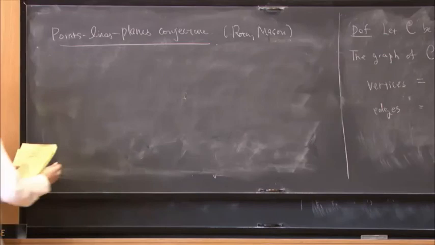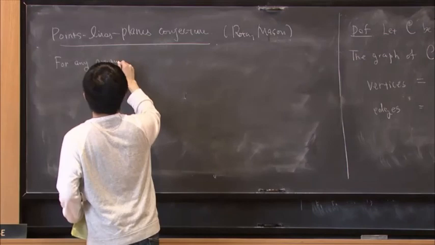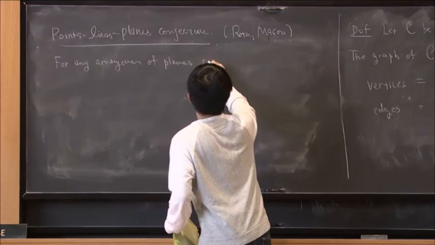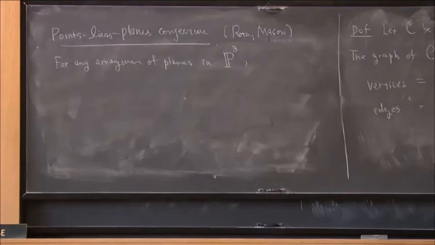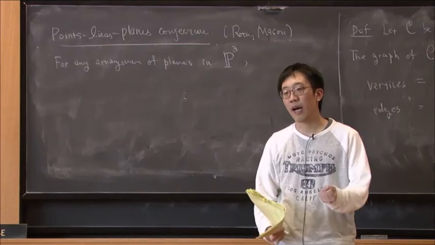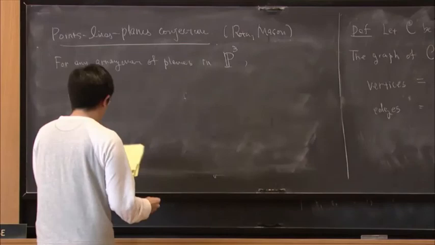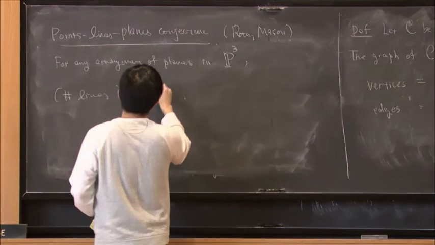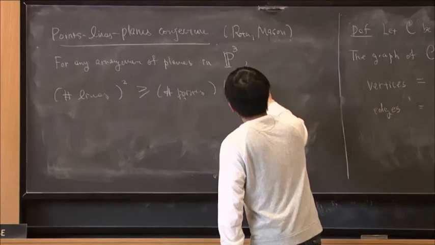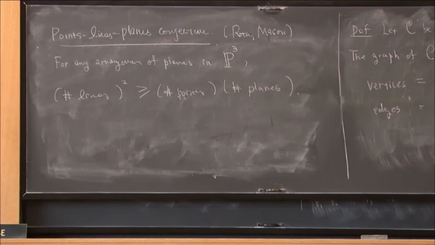So let's say any arrangement of planes, say in P3 over your favorite field, let's say complex numbers or real numbers. If you have finitely many planes, then the intersection of two will give you a line, and the intersection of three independent ones will give you points. You count them all. So you have a certain number of planes, a certain number of lines, a certain number of points. And the conjecture is that the number of lines squared is at least the number of points times the number of planes. Nothing is known over the real numbers. This is unacceptable.